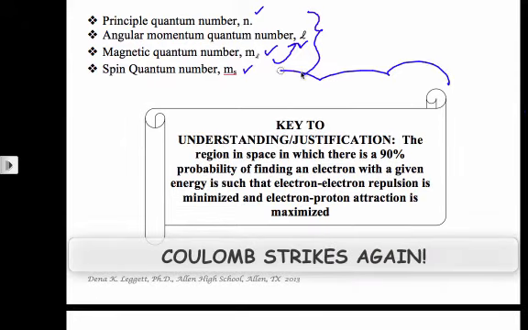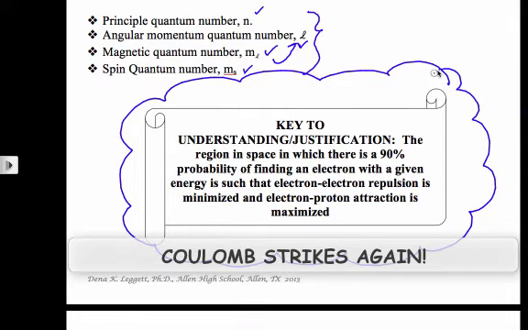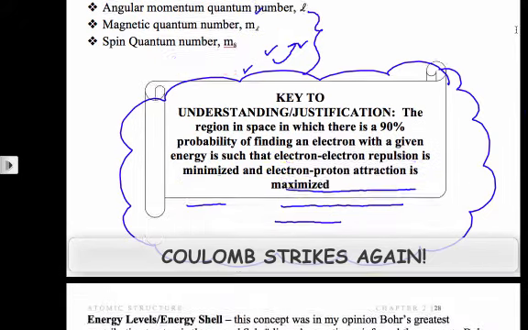And this is such an important concept here. The region in space where there's a 90% probability of finding an electron with a given energy is such that electron-electron repulsion is minimized and electron-proton attraction is maximized. It's all going back to, you got it, Coulomb's law.